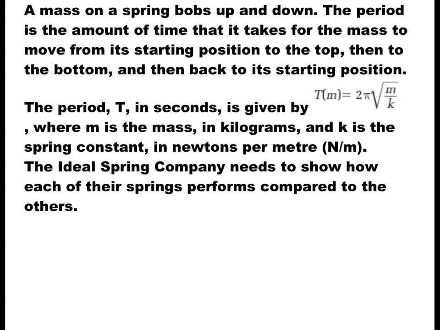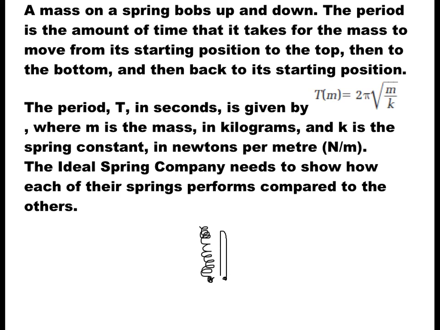In this example, we have a mass which is attached to the end of a spring. We define the period as the amount of time that it takes for the mass to move from its starting position. Let's say the mass is here and this is your spring. The period is the time that it takes for the mass to start from here, go up, and then down, and then back to here again. This is called the period of the function.